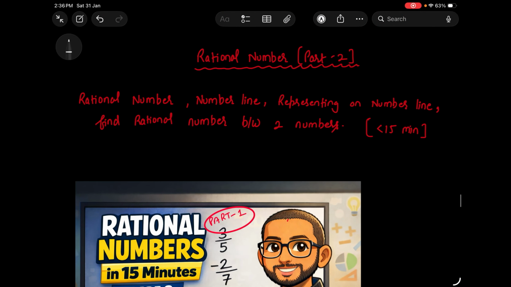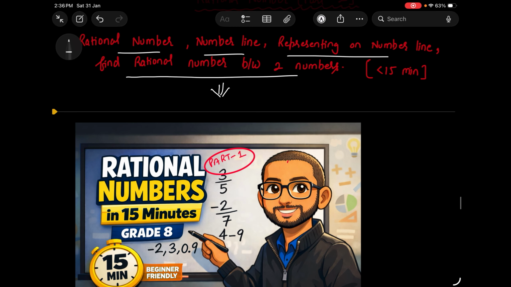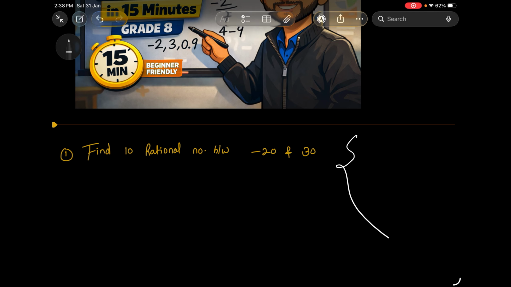In part 1 of rational numbers, we have already discussed rational numbers, the number line, representing numbers on the number line, and finding rational numbers between two numbers. We have already discussed all this in part 1. So let's recap part 1.